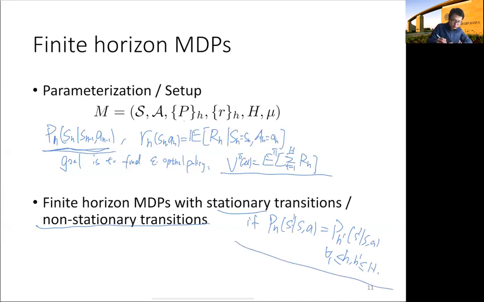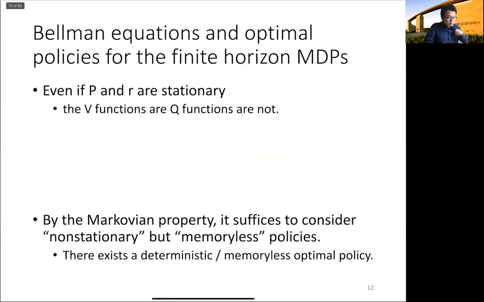Yeah, and if it is non-stationary, then it's fully general. Then the transition dynamics can differ over time. Okay, like I said just now, even if the transition functions and reward functions are stationary and time invariant, the corresponding value function and Q function are actually not. Why is that the case?